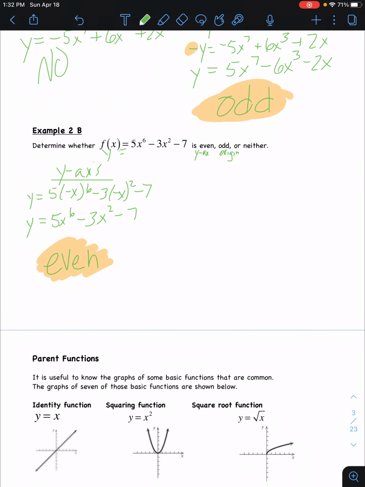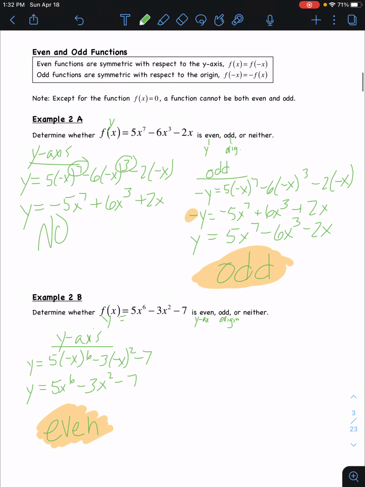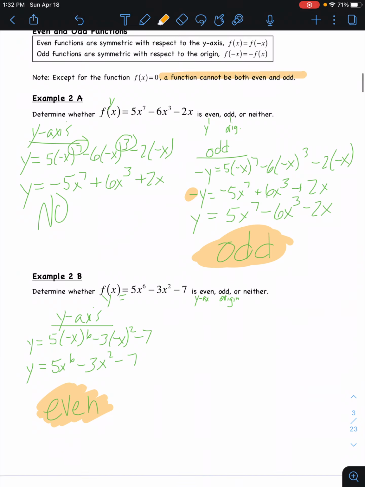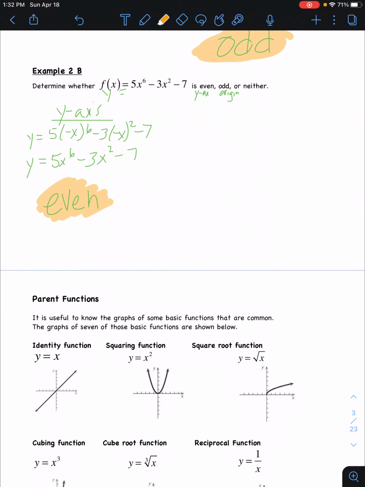Now, we're not going to test out the origin. We don't have to, because if you look up here, a function cannot be both even and odd. So since this guy is even, it cannot be odd.